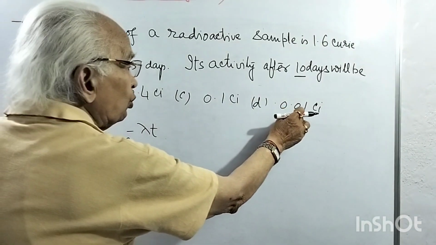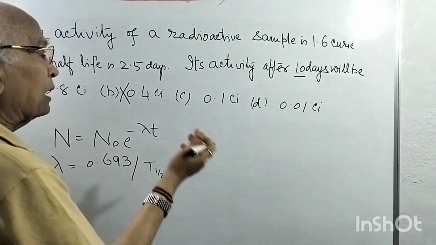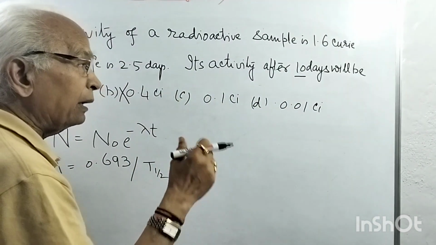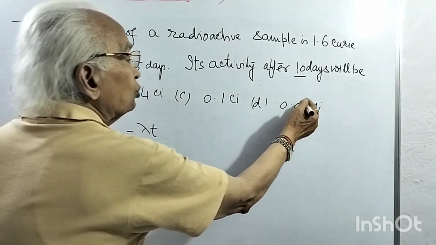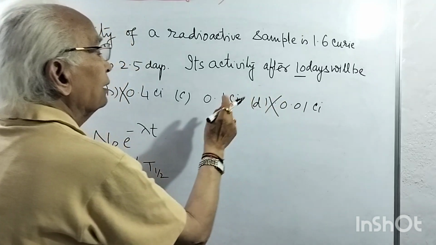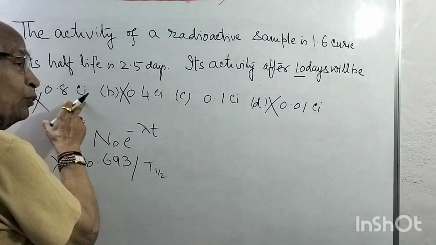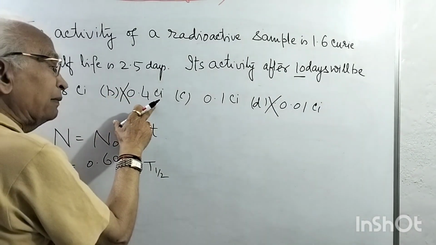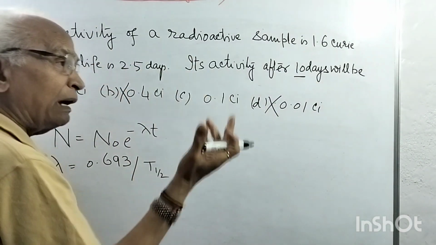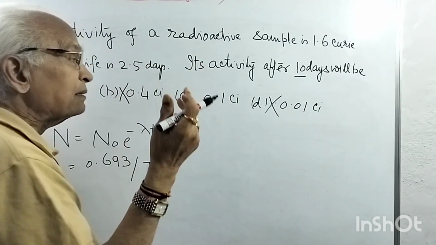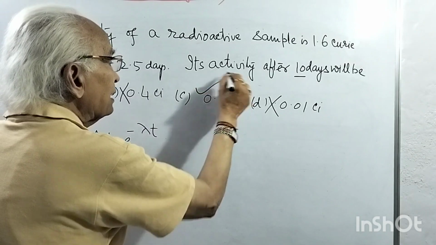Well, this is too low because 0.4, and then after one more half-life it will be 0.2, then after the next half-life it will be 0.1. So this is too low. This cannot be correct. Obviously, this is one half-life, 2.5 days, this is 5 days, and then half of this, 0.2, will be after 7.5 days. Half of that, 0.1, will be after 10 days. So this is the correct answer.